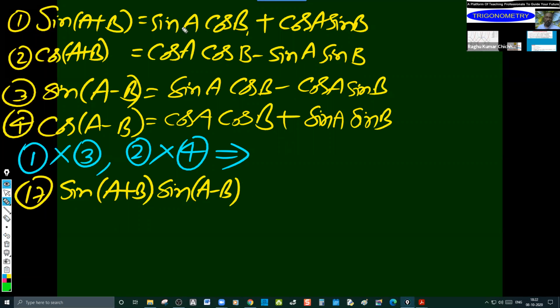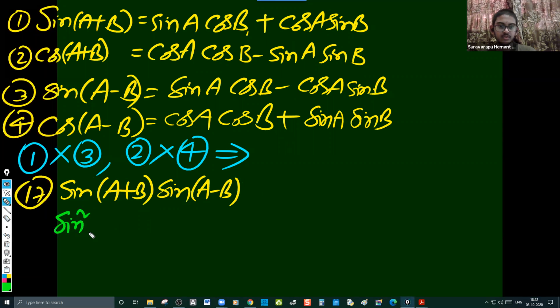Come on, tell me now. A plus B into A minus B. What is it? Sine square A cos square B, that is A square, minus B square, that's my cos square A sine square B. That's good.